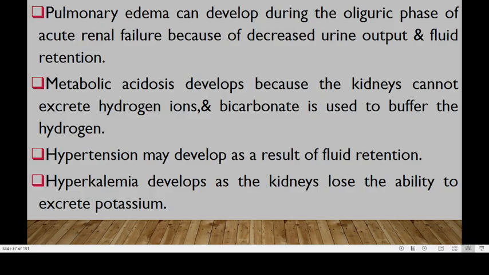Metabolic acidosis develops because the kidneys cannot excrete hydrogen ions, and bicarb is used to buffer the hydrogen. Hypertension may develop as a result of fluid retention, while hyperkalemia develops as the kidneys lose their ability to excrete potassium.